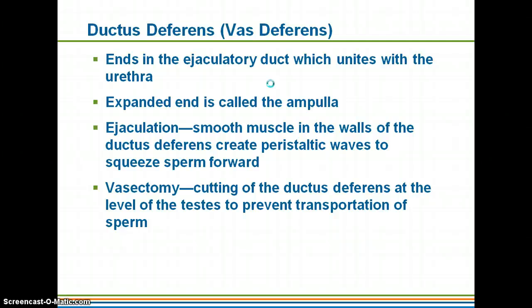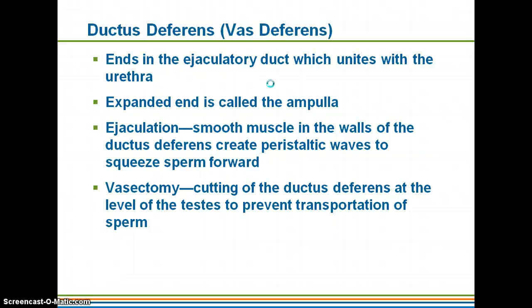Like I said, the vas deferens will end in the ejaculatory duct, which is where it will unite with the urethra. The expanded end of the vas deferens is called the ampulla. And basically, ejaculation is when you have smooth muscle in the walls of the vas deferens create those peristaltic waves to squeeze sperm forward and move them all the way through the vas deferens. At this point in the vas deferens, it is not made up of semen yet. You're basically just going to have sperm at this point.